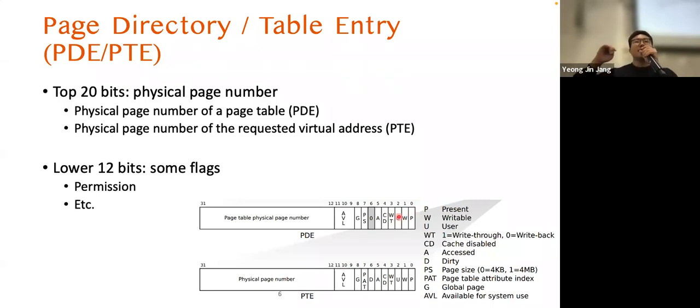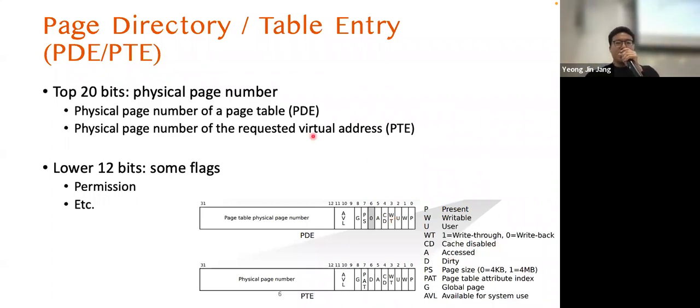So that indicates whether this memory location is for ring level 3 or ring level 0. If the U bit is 1, then it's allowed for user application access, so ring level 3 can freely access the memory. But if this bit is 0, then only the operating system kernel, the ring 0 level, can access the memory page.